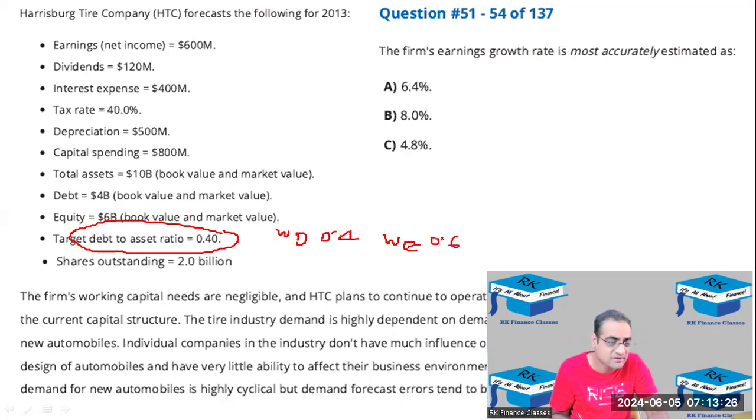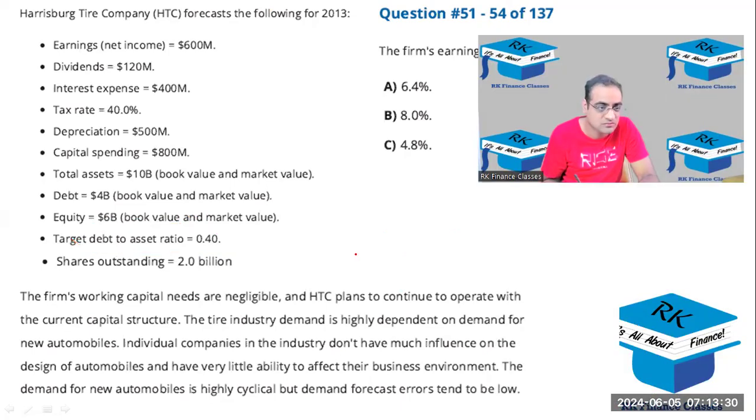Shares outstanding is 2 million. That's fine. The working capital needs are negligible, which means working capital investment is 0. And they plan to operate with the current capital structure, so WD 40 and WE 60 will be there in the next year also.